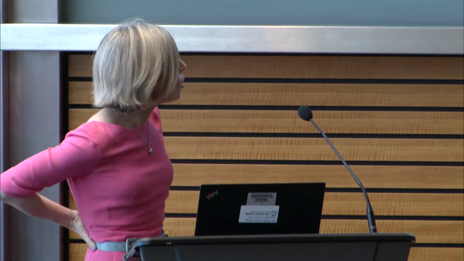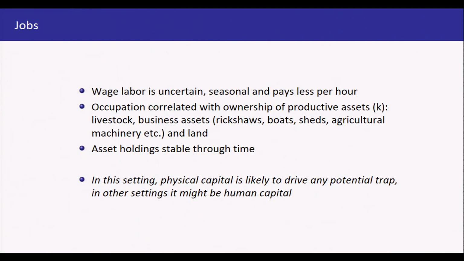So how do these jobs differ? Well, wage labor, not surprisingly, is worse on every dimension. It's uncertain, it's seasonal, and pays less per hour. These are basically the original zero-hour contracts. We have rediscovered them in the US and in the UK with the gig economy, but in rural, poor economies, they've existed all along. Okay? You show up, if there is work, you work however long the employer wants you to. If there is no work, you go back home.